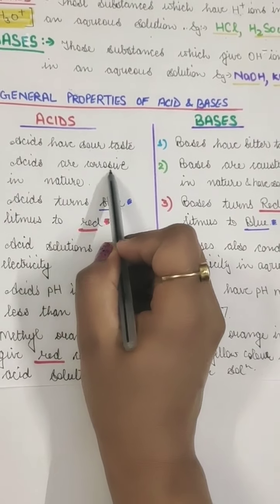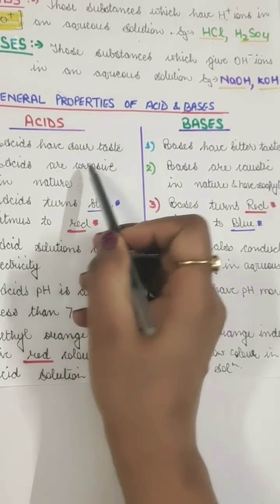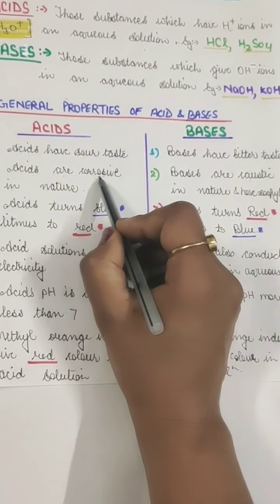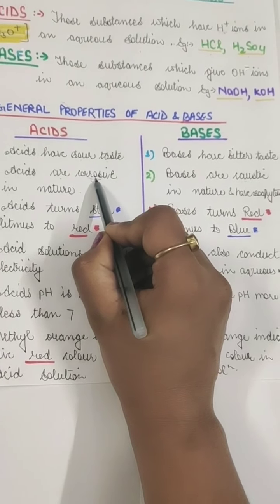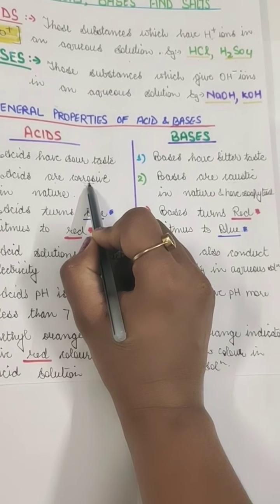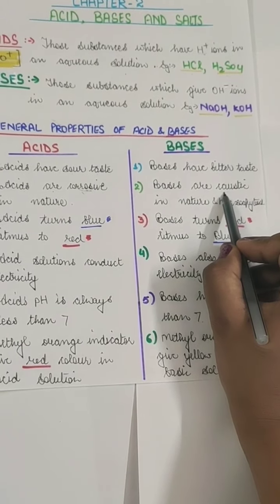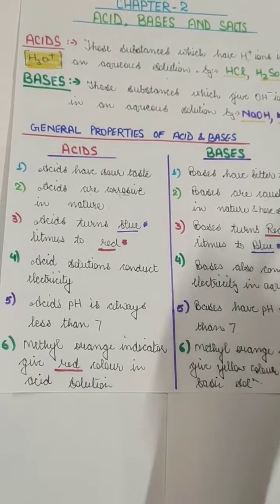So acids are highly corrosive in nature. Bases are caustic in nature, that means they both are harmful. They corrode the substances of any metal or anything. If you take acid on your hand it will be burnt, so they are corrosive in nature. And bases are caustic in nature, they will also destroy the surface.